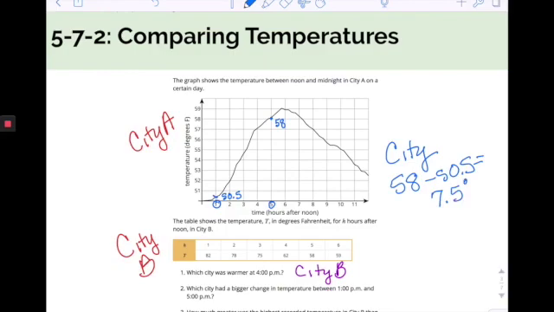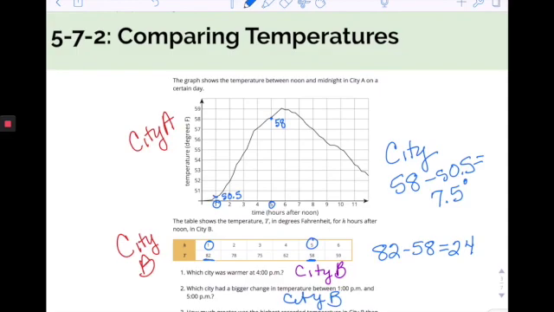For city B, I'm going to look at 1 o'clock to 5 o'clock. So we had 82 versus 58. 82 minus 58, I'm looking for the difference, I'm doing a subtraction problem, is 24 degrees. So B dropped by 24 degrees. You wouldn't have even necessarily had to do the math on that. You could tell 82 to 58 was going to be a bigger drop. So again, it's city B.